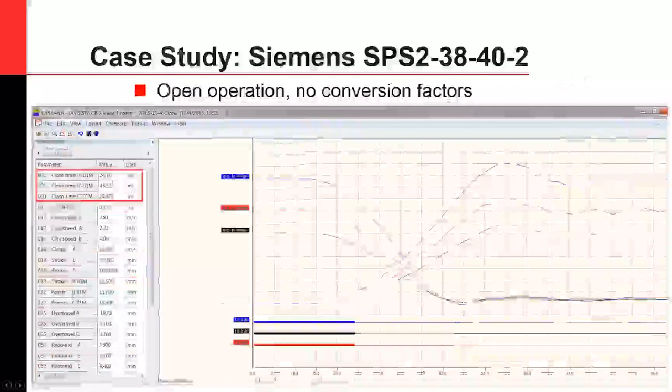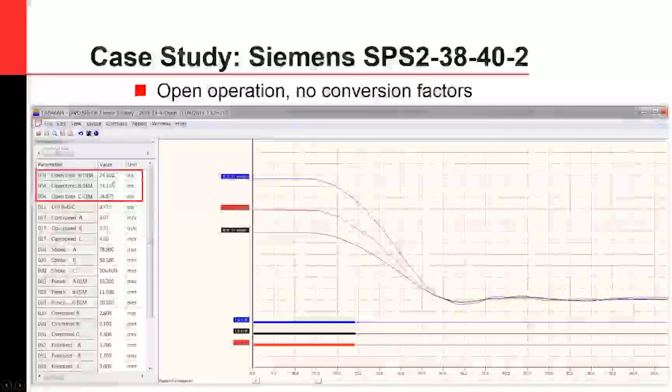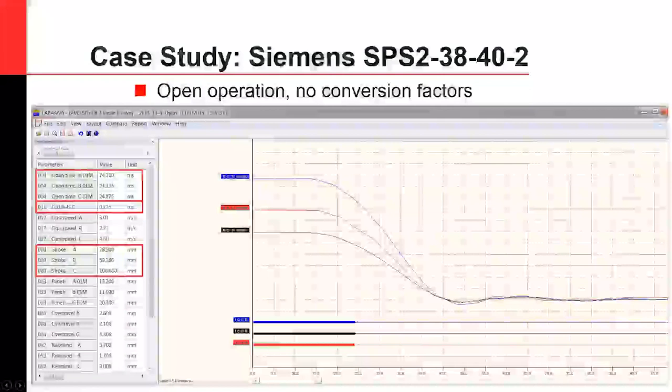And then once again, on open operation, you'll see all three close times are very, very close. You have actually three-quarters of a millisecond difference between phases. It's still pretty close. But stroke, once again, is almost 80 millimeters, almost 60, and 106. So they're all quite different.